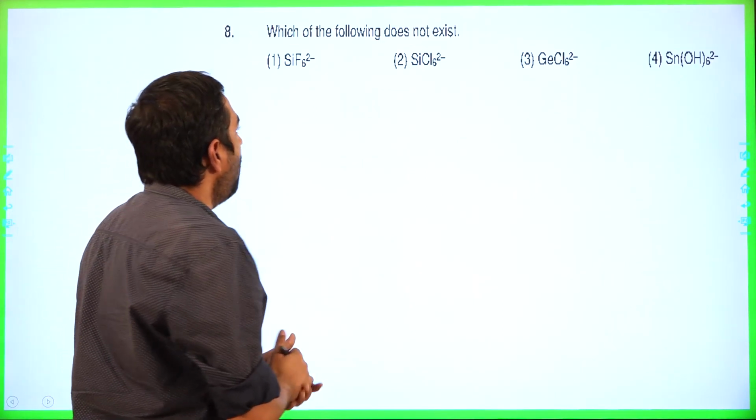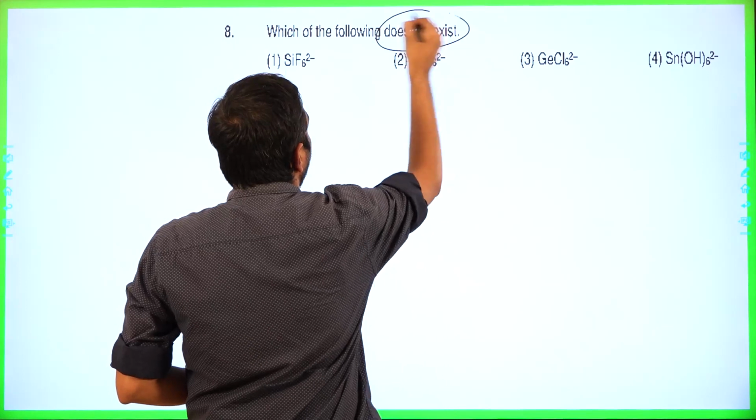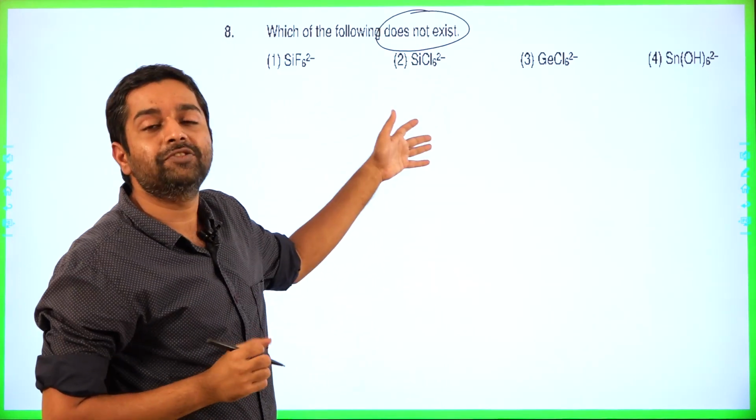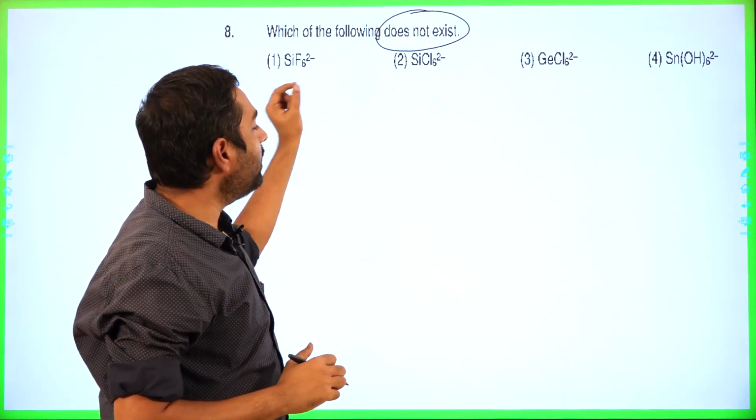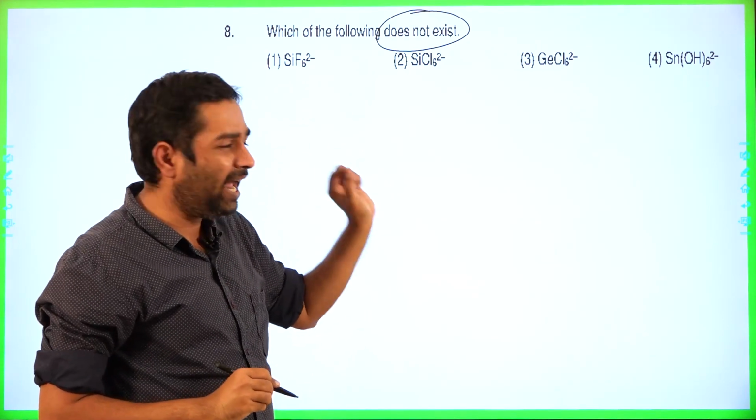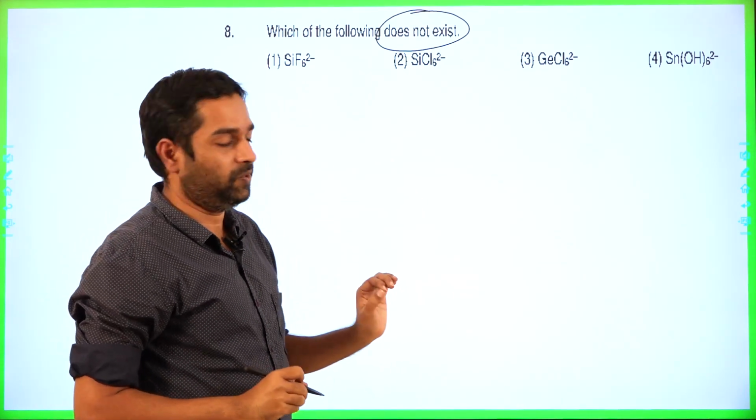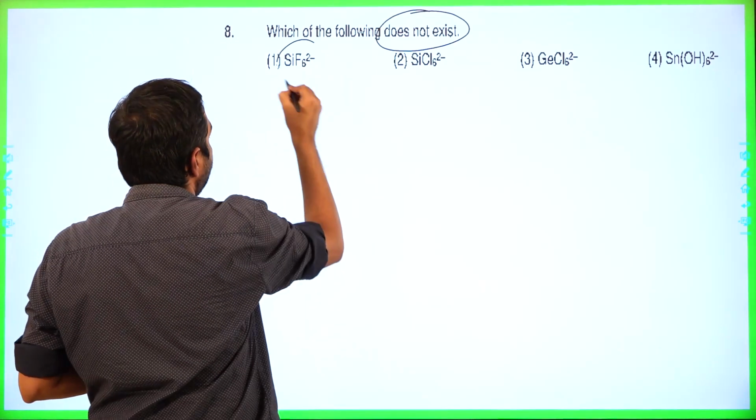Which of the following does not exist? This is a very interesting question. Of course, you can answer it based on facts, but you can also answer a question like this based on logic and knowing some information as well. For instance, this does exist.